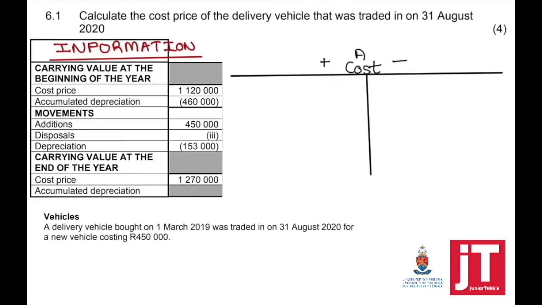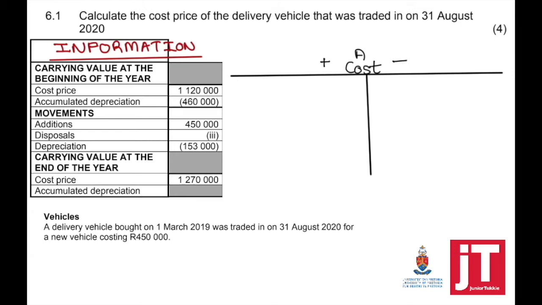Starting with question 6.1. Calculate the cost price of the delivery vehicle that was traded in on 31 August 2020. So to calculate the disposal, the cost on the asset which we disposed of, you can open up a T account if you're not sure how to calculate it directly on the tangible asset note.